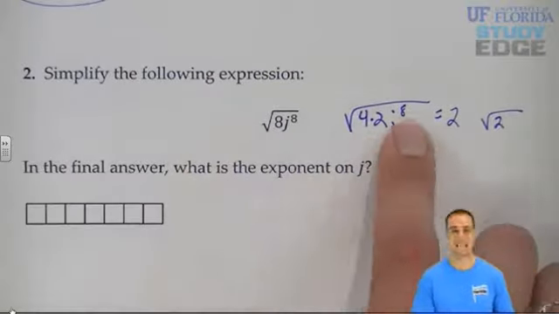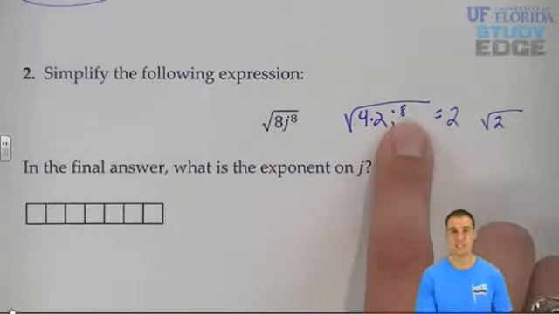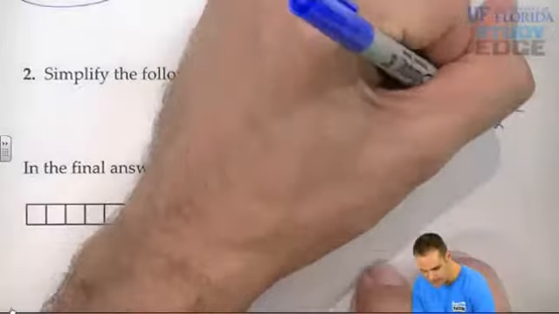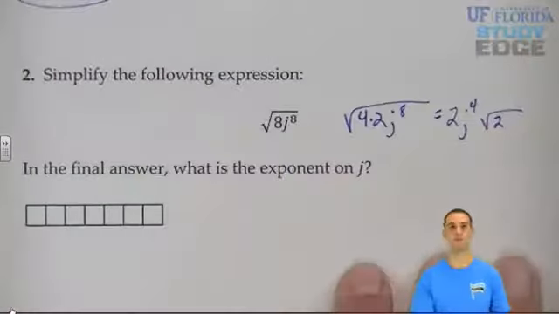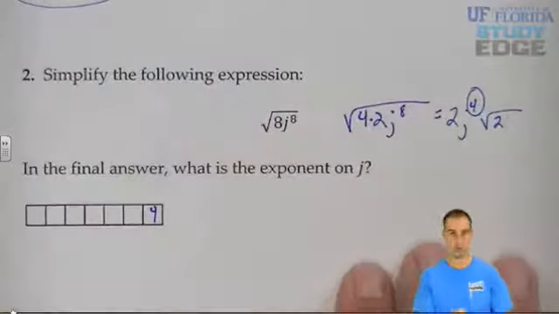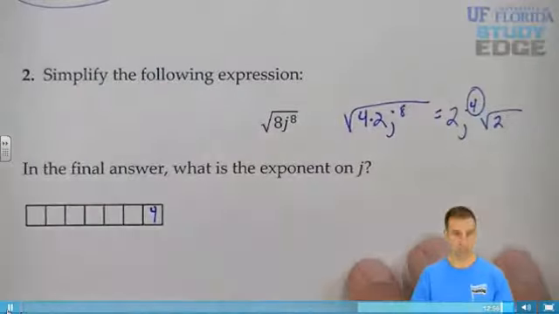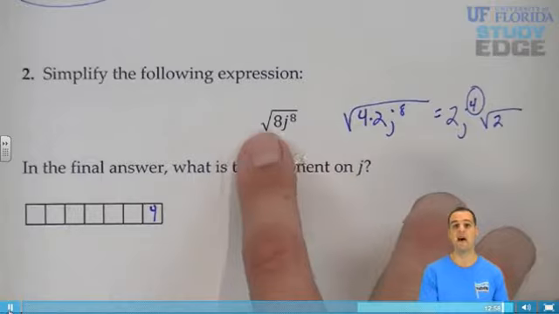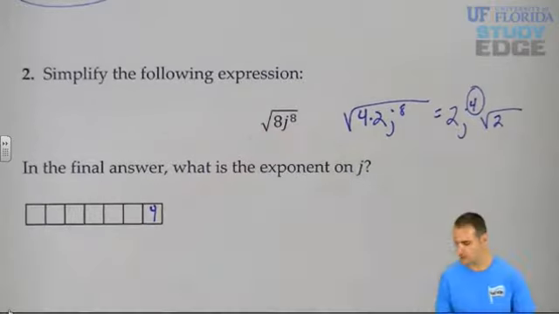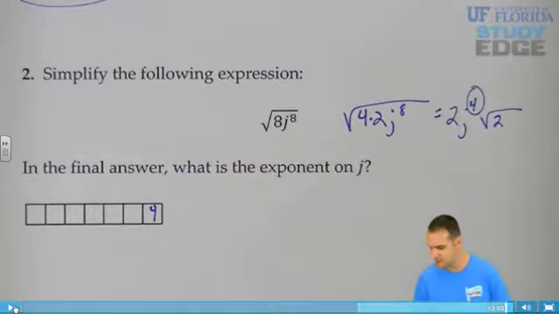But then j to the 8th is 8 j's. How many pairs is that? 2 goes into 8 4 times and none left over. So the exponent on j would be the number 4. So again, make sure you know the difference between a variable raised to a power and the coefficient, the number in front. And now I think it's time for a brain break.